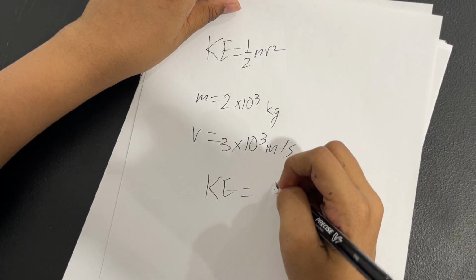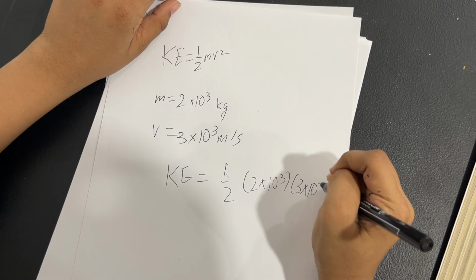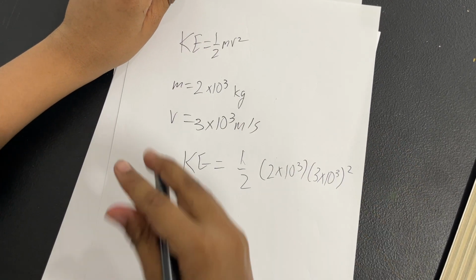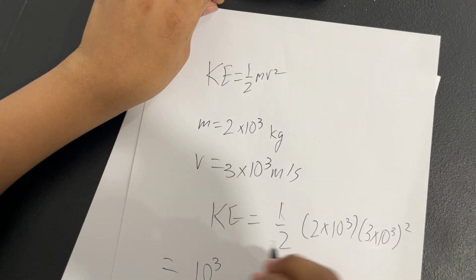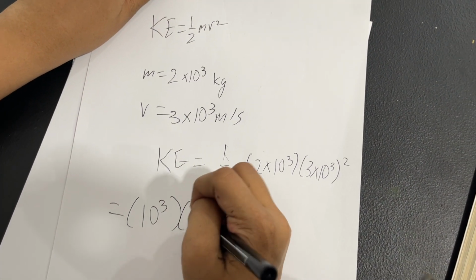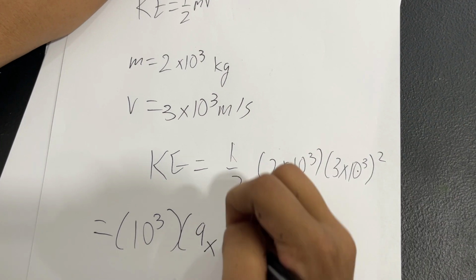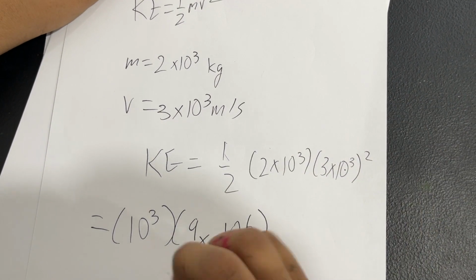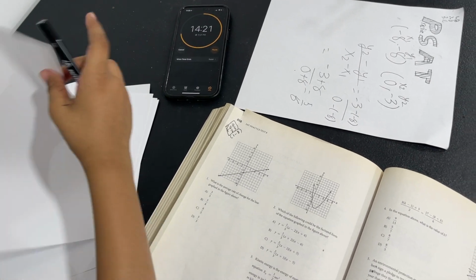So KE is equal to half times 2 times 10 to the 3 times 3 times 10 to the 3, squared. And so that equals 1/2 times 2 times 10 to the 3rd power times 9 times 10 to the 6th, because of multiplication of exponents. Finally, that gives us 9 times 10 to the 9th power. All right, so that is C. So we have to mark our original paper. 3 is C. 6 minutes and we've only solved 3 questions.